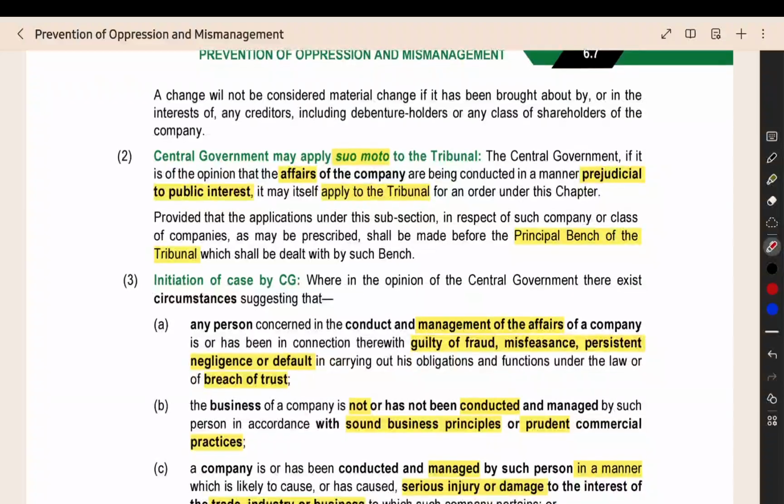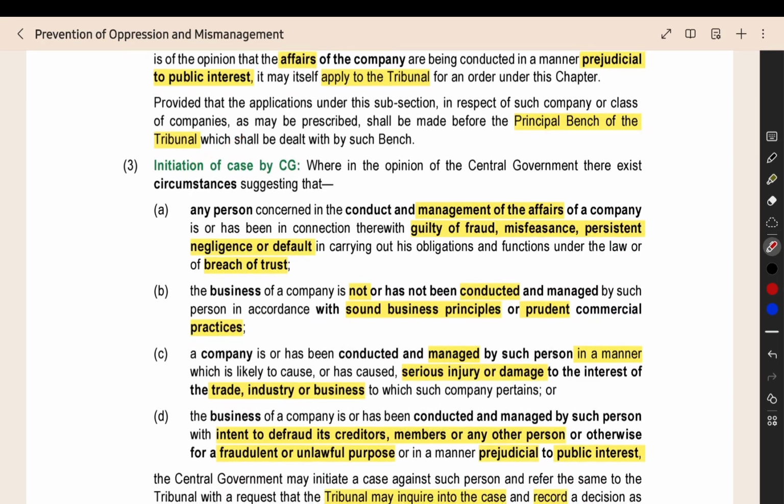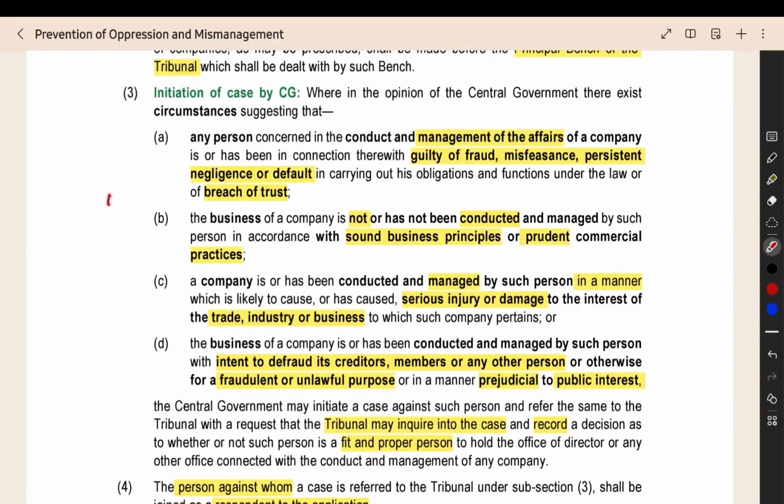Now, here, not only the member, even if the central government has the opinion that the company is not conducted properly, then the central government can, on its own, take the case and apply to the tribunal. Either the member or the central government can apply here. The central government will apply to the tribunal, and such application will be made before the principal bench of the tribunal. When the central government is starting the case, why will they start the case? Those reasons they have given here.